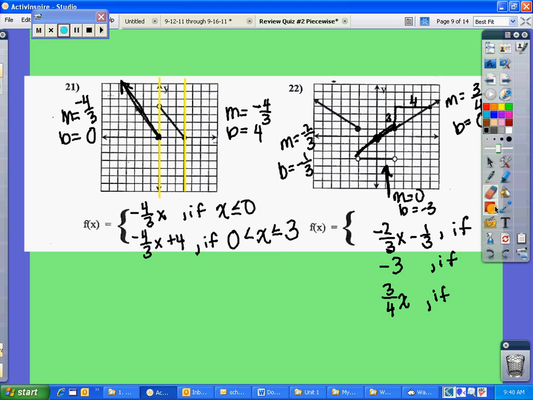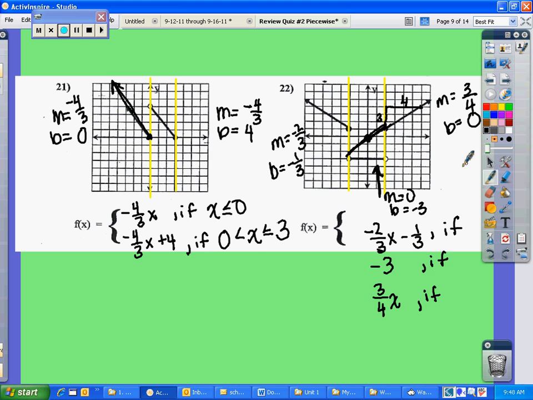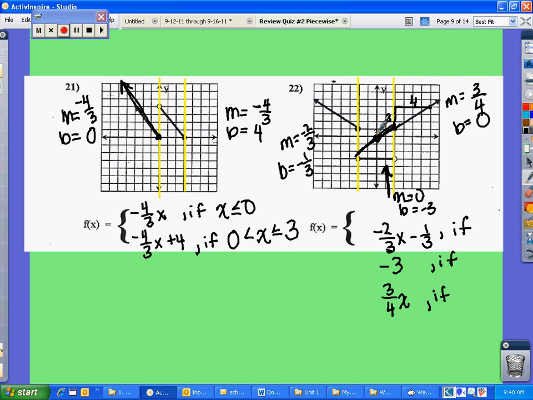Let's draw our boundary lines in. So we have one boundary line here, and we have another boundary line here. So the first one goes from, let's see, what x value is that? -2, right? So it goes from -2 to the left. So that's everything less than or equal to -2.